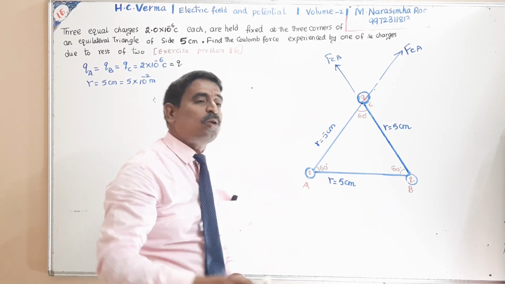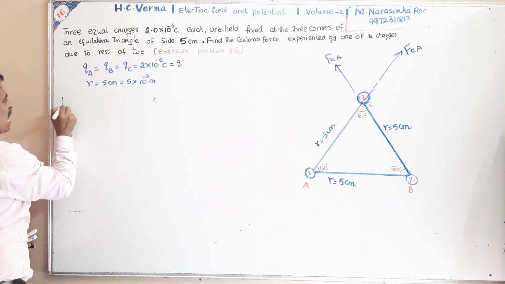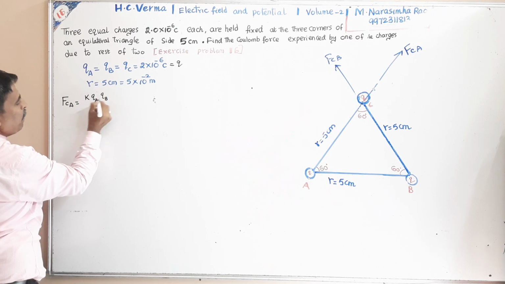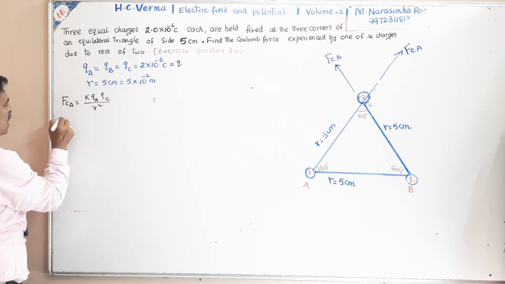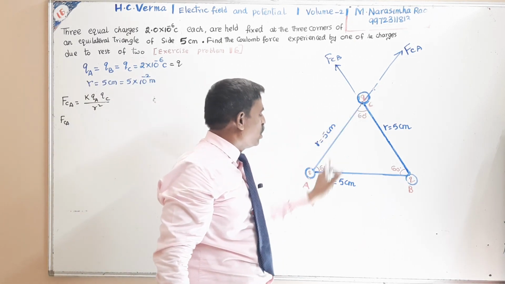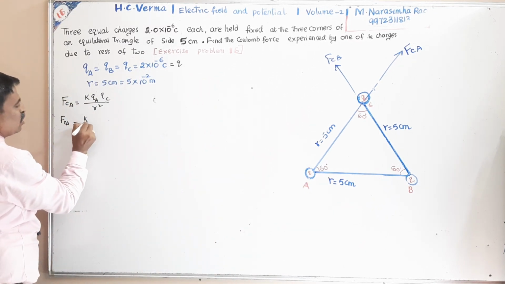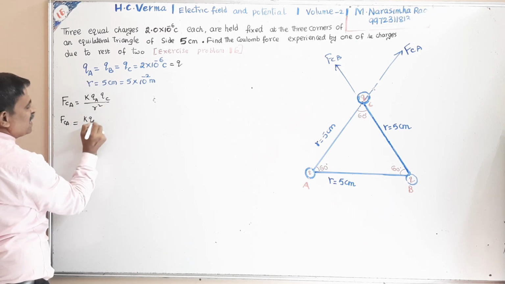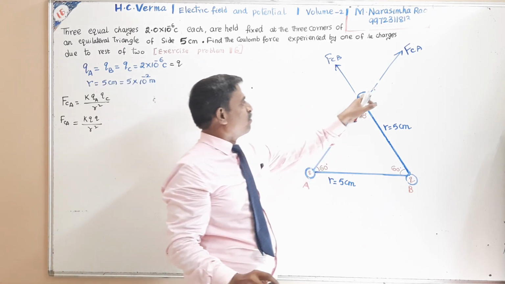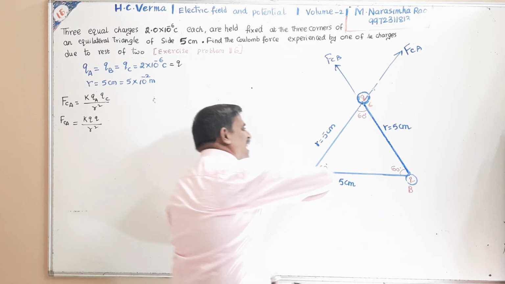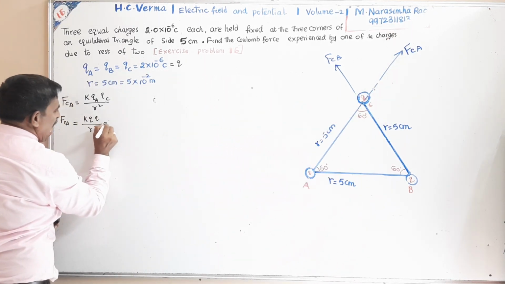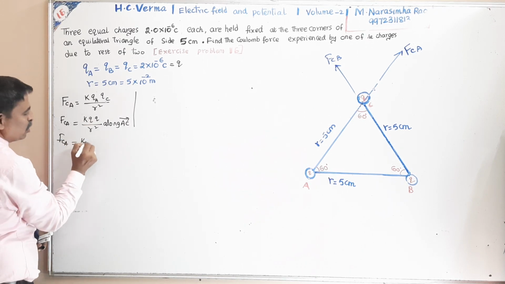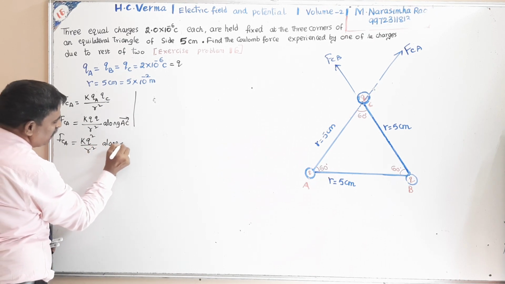At this place, two forces are acting. I am finding those two. Electrostatic force between A and C. Electrostatic force on C due to A is equal to K Q1 Q2 by R square. F_CA, force on C due to A, is equal to K into charge at A, which is Q, and charge at C, which is Q, by R square, where R is the distance of separation. Now this force is applying a repulsion along AC direction. F_CA is equal to K Q square by R square along AC direction.